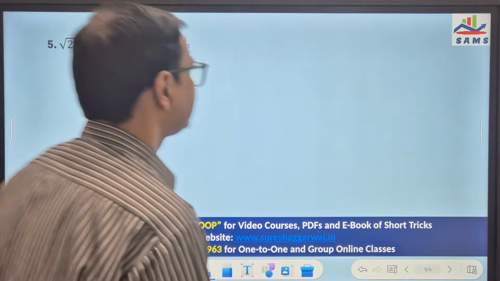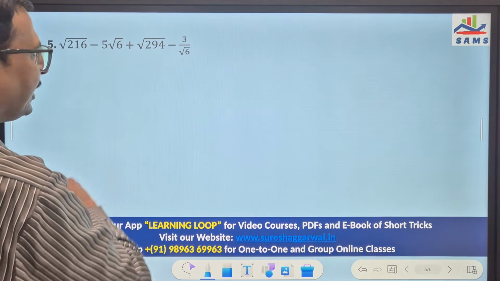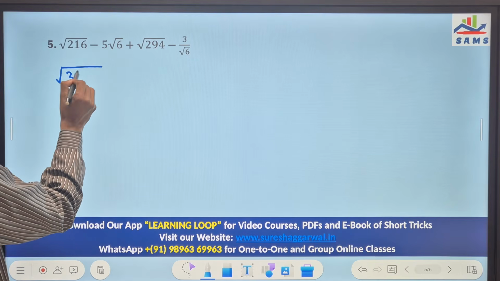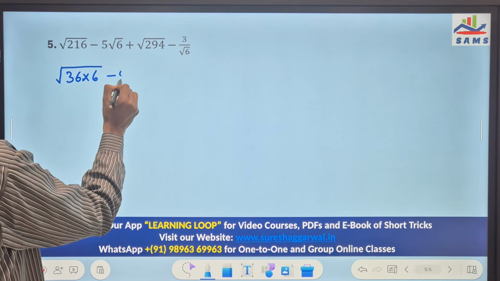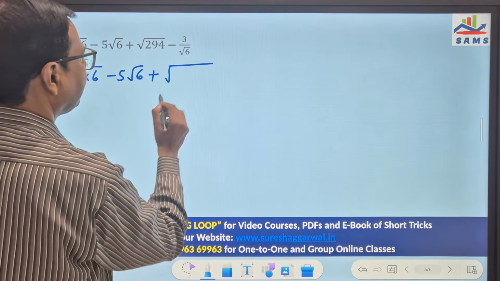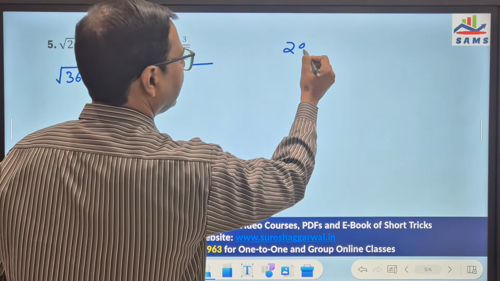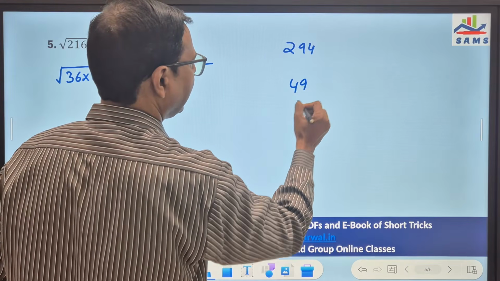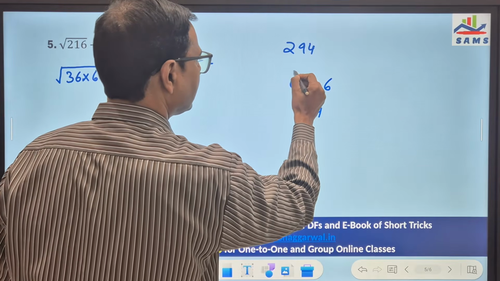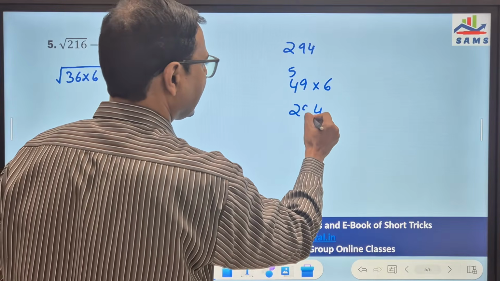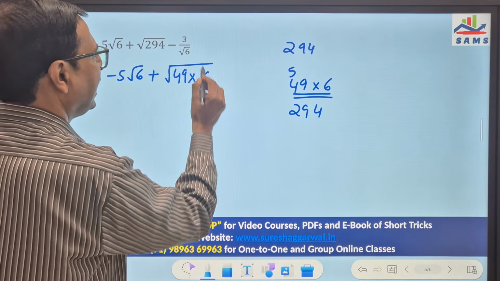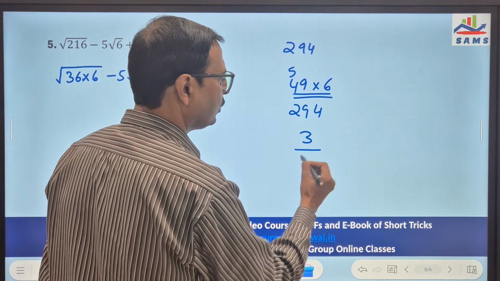Let's have one more question in which we have a root 6 in the denominator. So root 216 is 36 into 6. 5 root 6, I can't do anything with this. This is square root of, I think 294 is divisible by 49. How about doing 49 into 6? 9 6 are 54, so 24, 29. Yeah, exactly 49 into 6. So 49 into 6. And this 3 upon root 6, what do I do with this?